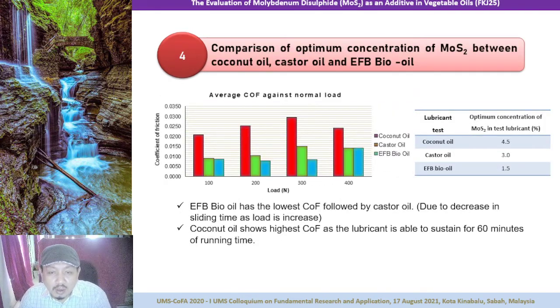So EFB Bio-oil has the lowest coefficient of friction, followed by castor oil, due to the decrease in sliding time as the load increases. However, by the end, the balls are welded to each other, and coconut oil shows the highest COF as the lubricant is able to sustain 60 minutes of running time.